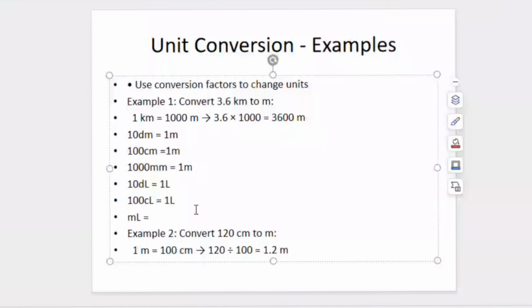liter, it's the same way. You have 1000 milliliter is also equal to 1 liter.